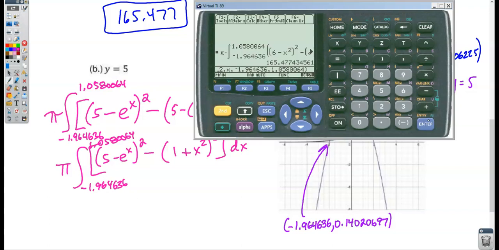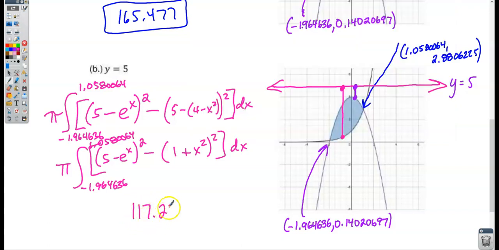We'll go ahead and do that and see what our volume looks like. 117.227. All right, and there's the volume of my solid.